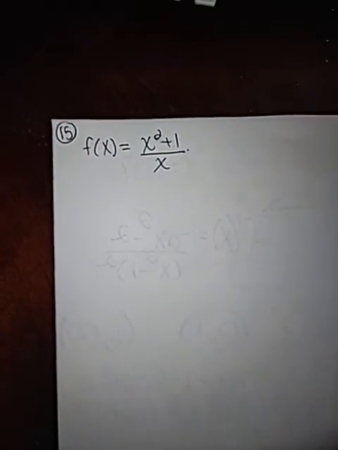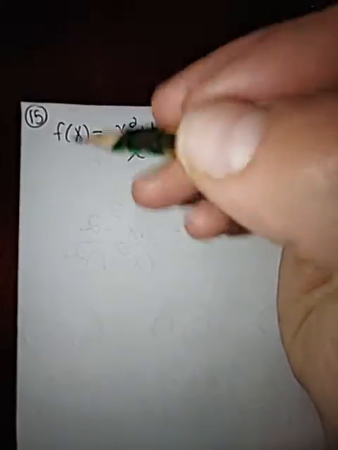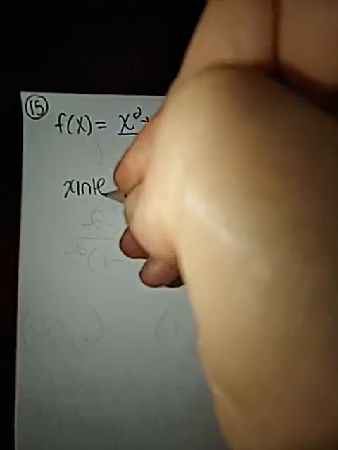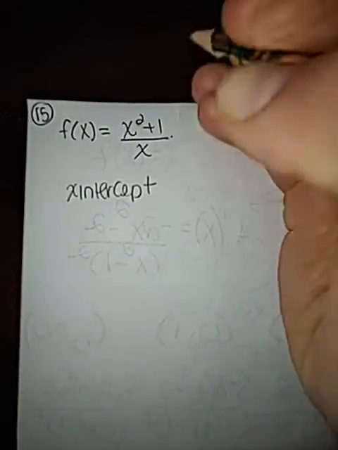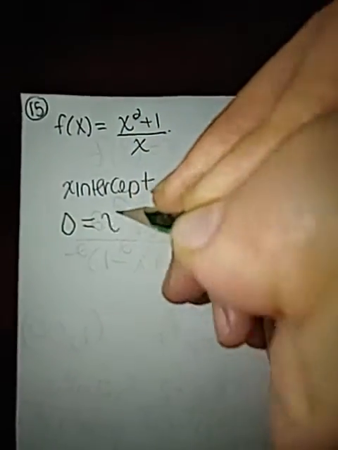All right, so I'm gonna sketch number 15. First thing I'm gonna do is find information about it just looking at the original function. So first thing I'm gonna look for is my x-intercepts. To find my x-intercepts, I set y equal to 0.